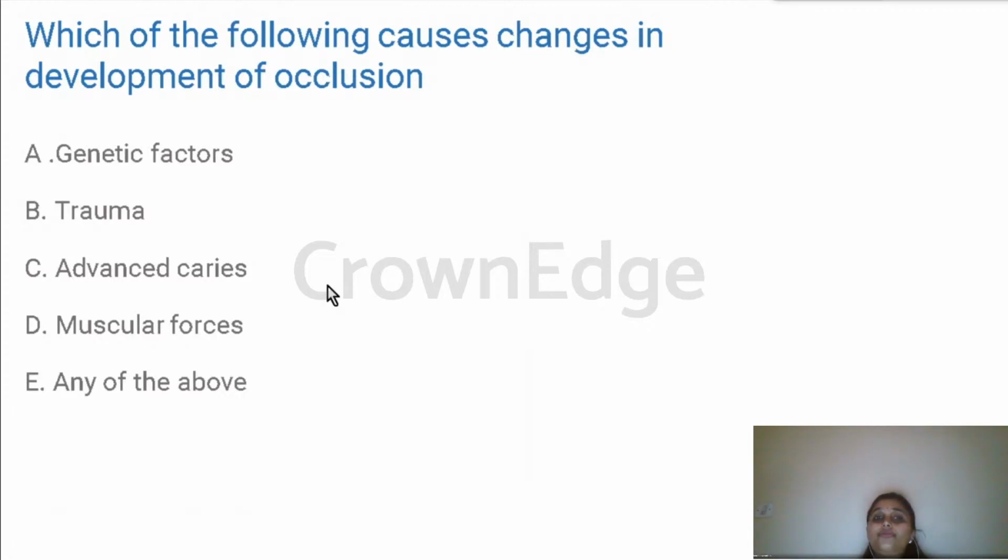How do muscular forces play a very important role? What role does soft tissue have in the development of occlusion?